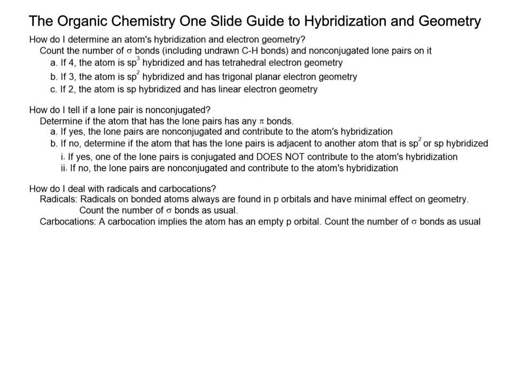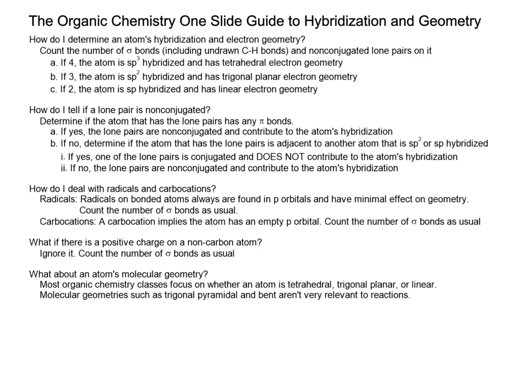For carbocations, a carbocation implies the atom has an empty p orbital. Once again, we're simply going to count the number of sigma bonds, as usual. What about if there's a positive charge on a non-carbon atom? Well, for this, we simply ignore it. And once again, we're going to count the number of sigma bonds, as usual.